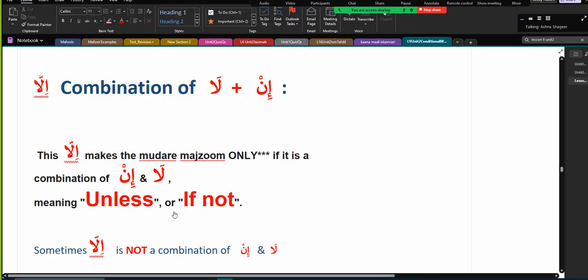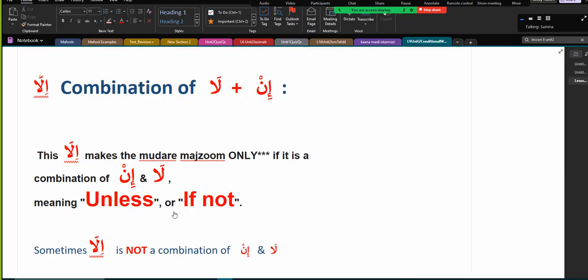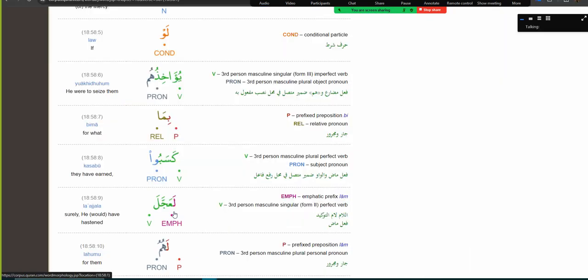Yeah, lam is for emphasis. It's like surely he would have hastened, right? So this is the lam for emphasis. So whenever you have a law, this will be followed by the lam of emphasis.